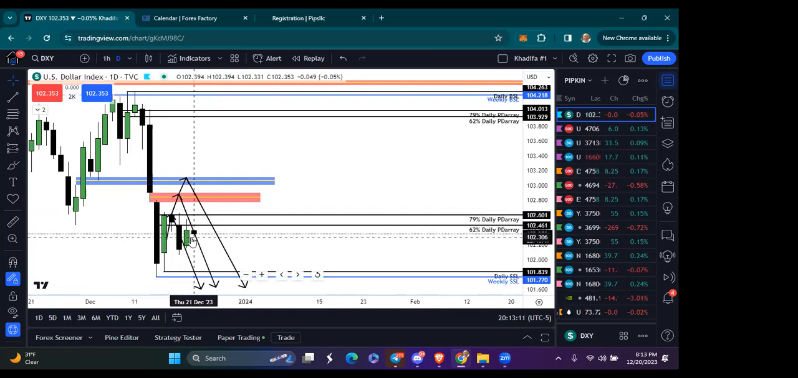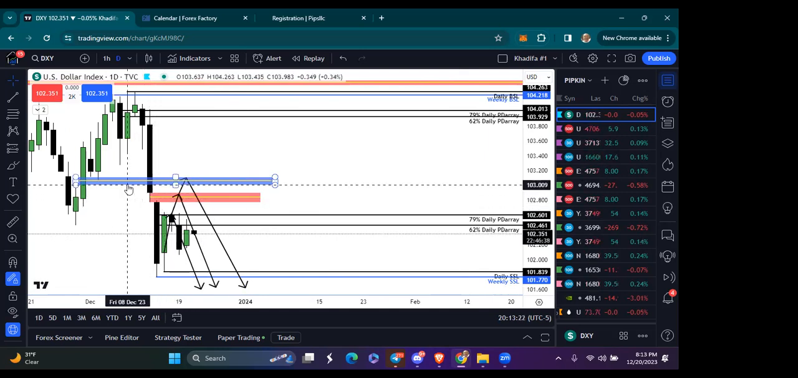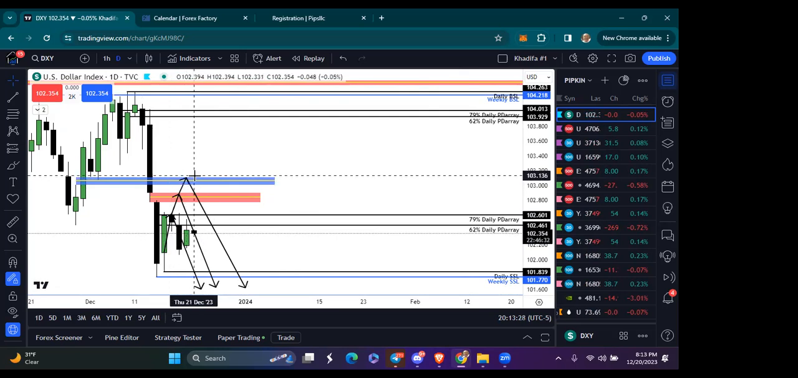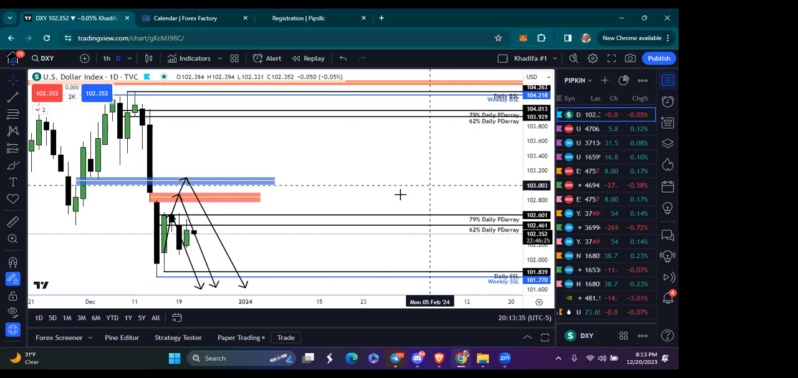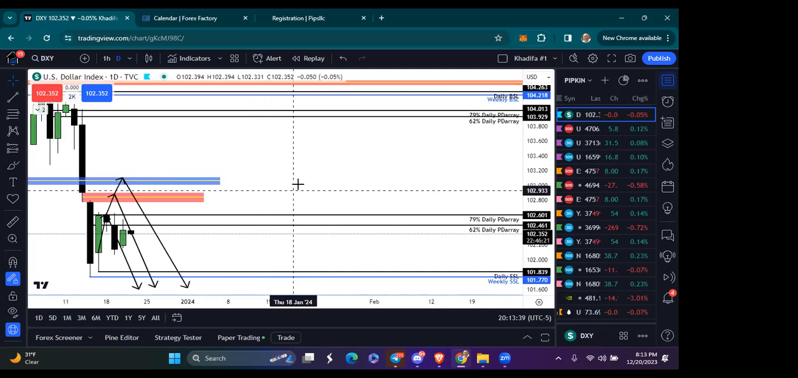On the flip side, if we do break above those daily PD array levels and we close above them, then of course we would target this daily volume imbalance, and next this inverse daily fair value gap that we see here. And if we break above that aggressively and close above it, then we will start to target the daily PD array levels that we see here to the upside, but the bias is still on side and in line with the pre-week and beginning of the week analysis.